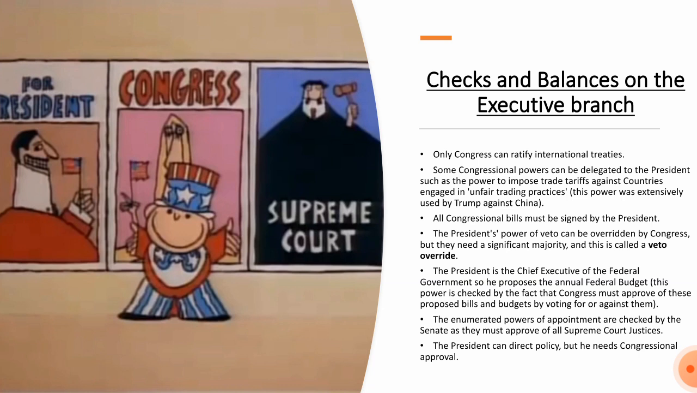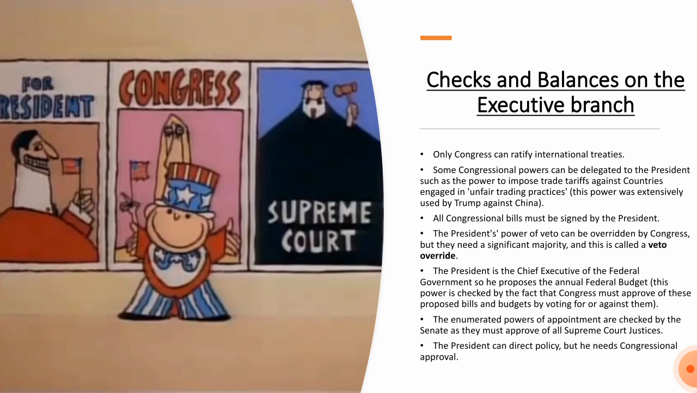The president's power of veto can be overridden by Congress, but they need a significant majority, and this is called a veto override. The president is the chief executive of the federal government, so he proposes the annual federal budget. This power is checked by the fact that Congress must approve of these proposed bills and budgets by voting for or against them.